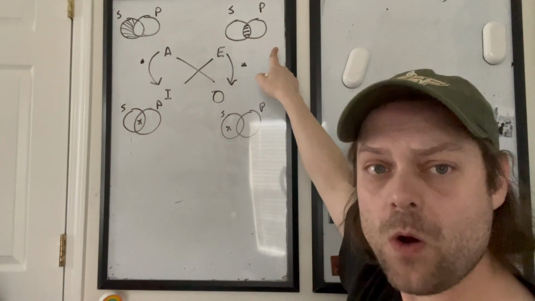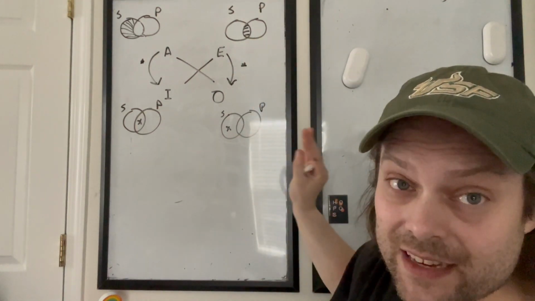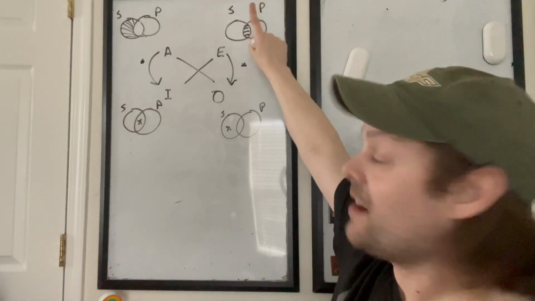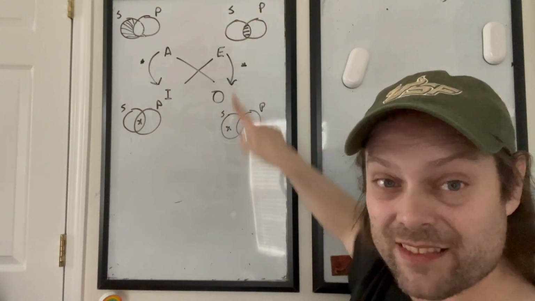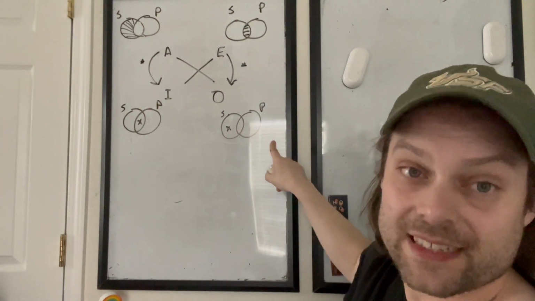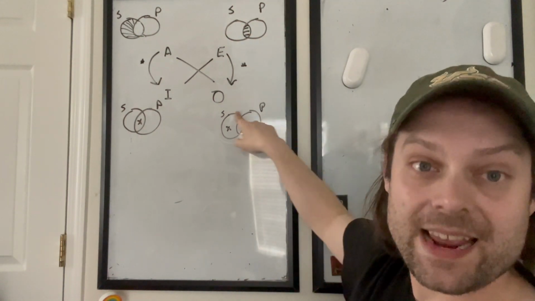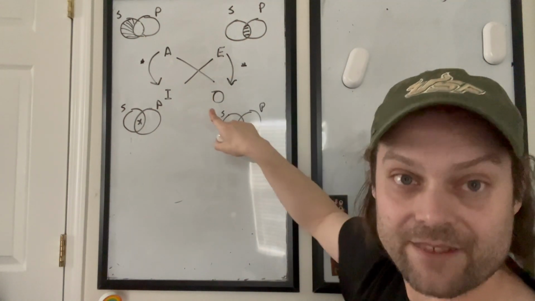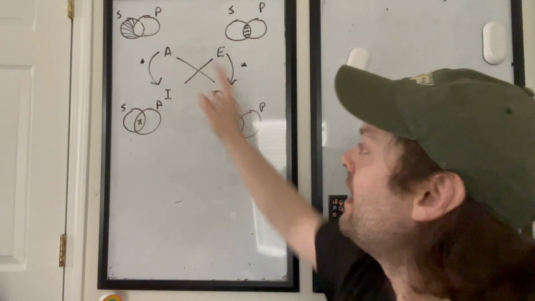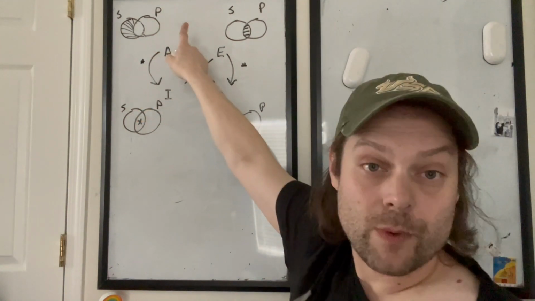And it works the same over here. Unless there's no S's at all, again, we have to assume existential import. If there are no S's that are P, then we get that there's at least one S that's not a P. So if E is true, we get O for free. We can infer O, as long as we're not dealing with empty categories. And if A is true, we can infer I. Now, it doesn't go the other way around.